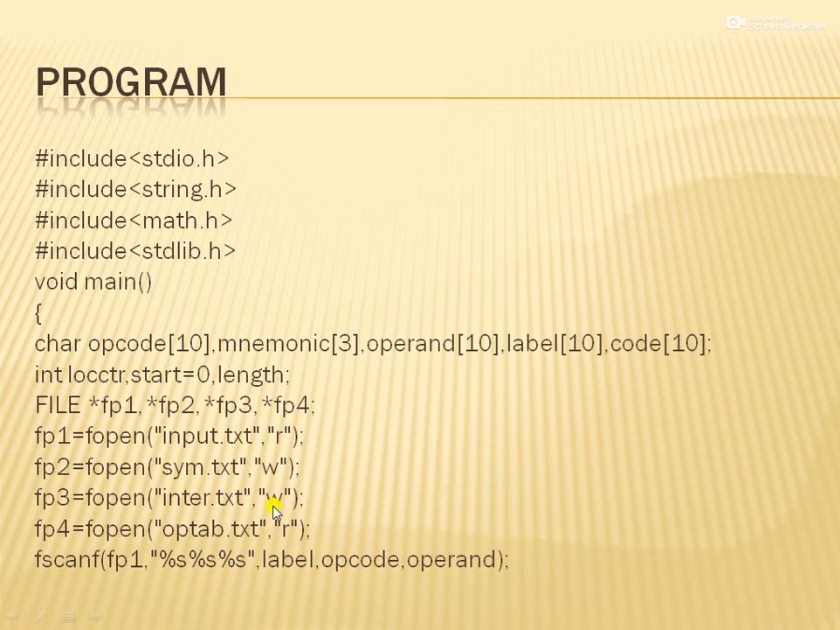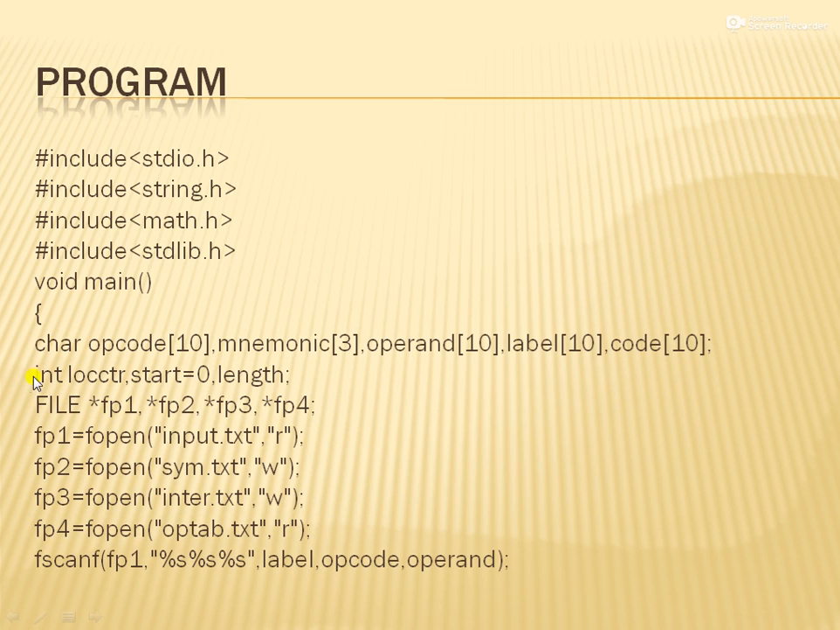It should be opened in write mode because we need to write the intermediate instructions into this file. Similarly, we are also constructing a symbol table which is represented as sim.txt, that is also opened in write mode. These two input files can be opened in read mode because we are not making any changes. We are only reading line by line from the file. So we have defined these file pointers.